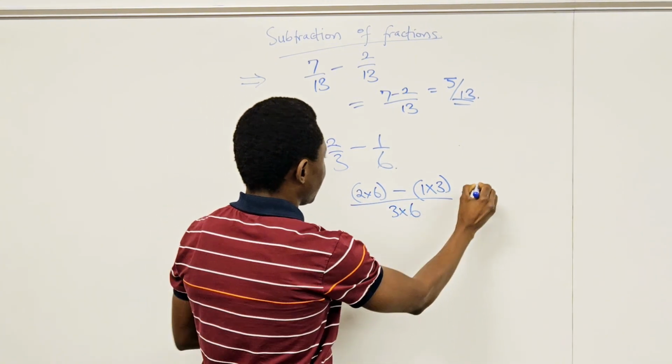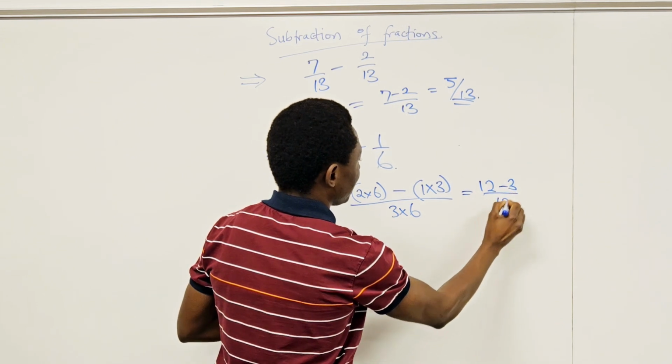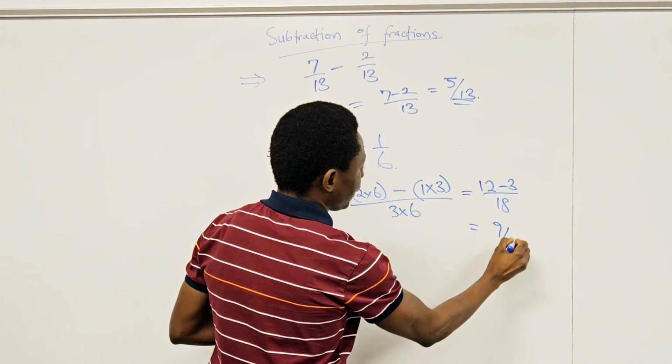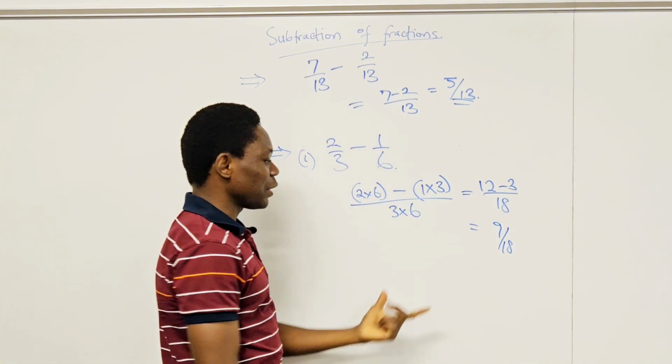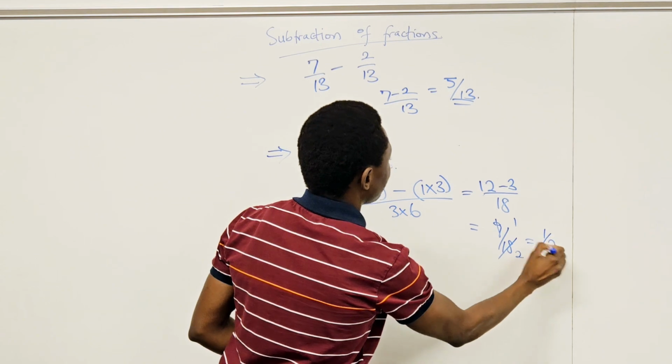And that gives us 12 minus 3 over 18. 12 minus 3 is 9 over 18. Now, 9 over 18 can be simplified further. 9 here, 1, 9 here, 2, which is 1 over 2.